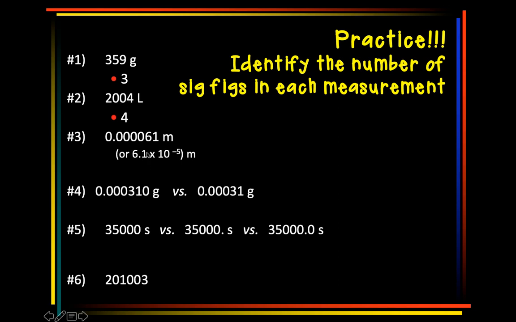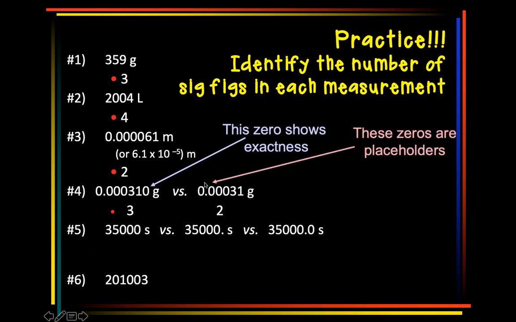How about this one? Look at this. There's 2 ways to write it. They mean the same thing and they have the same number of sig figs. Because remember, these are placeholders. So just 1, 2 sig figs. Okay, now look at this one. These look really similar, but this has that extra thing at the end, which tells you this is more specific. This has more sig figs than this does. They both have a bunch of placeholders, but this is 1, 2, 3 sig figs because of that exactness zero at the end after the decimal. This is only 1, 2 sig figs. So remember, this zero shows exactness. These zeros are placeholders.